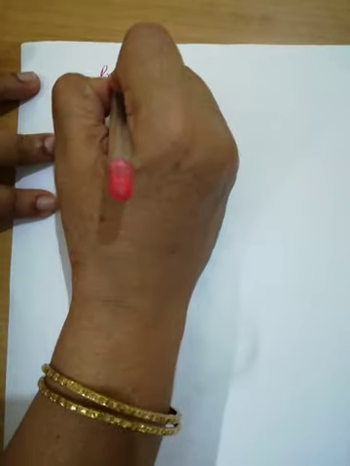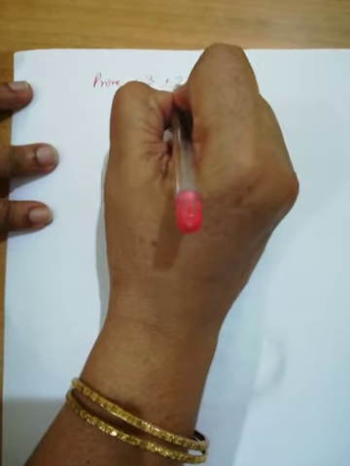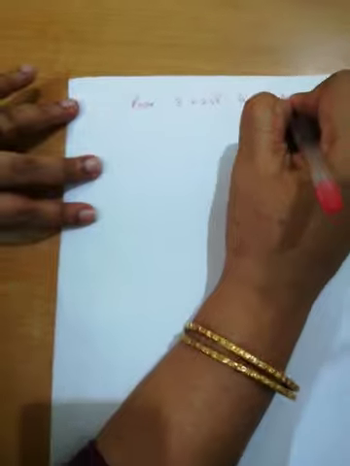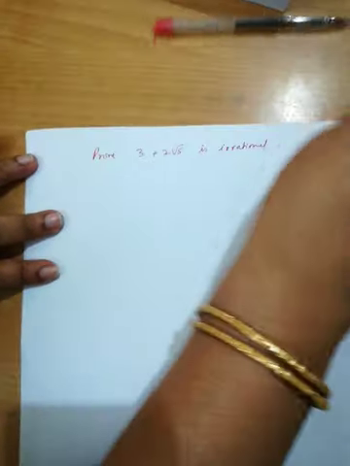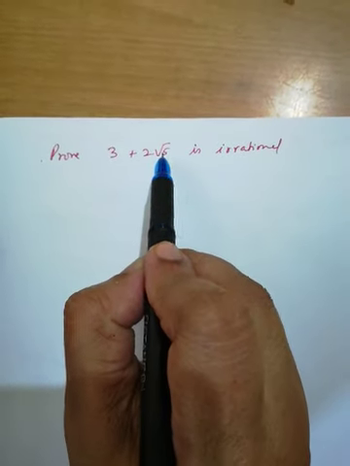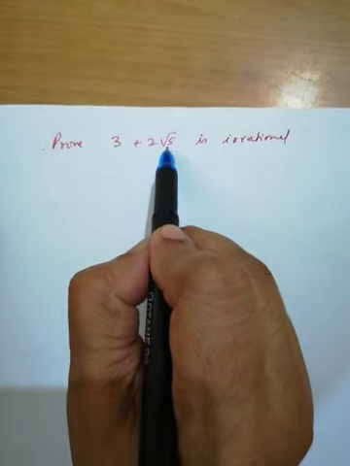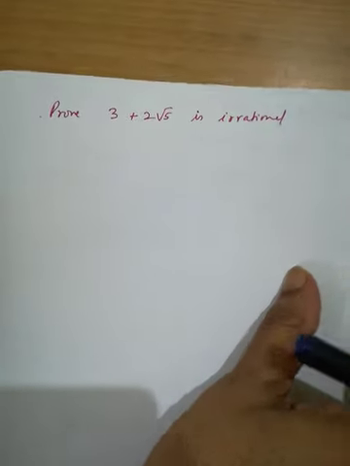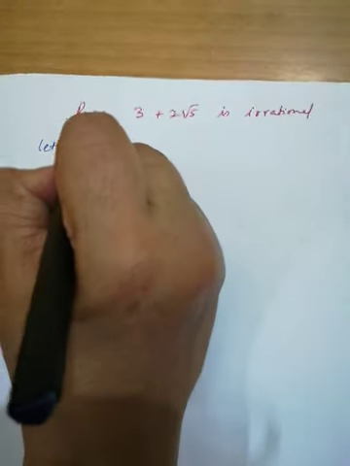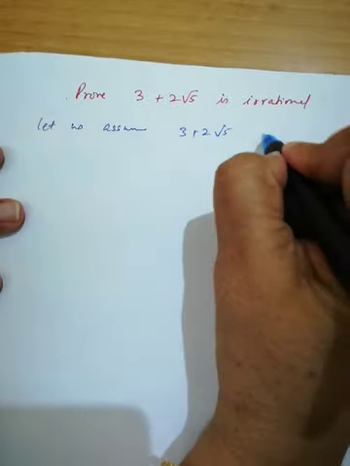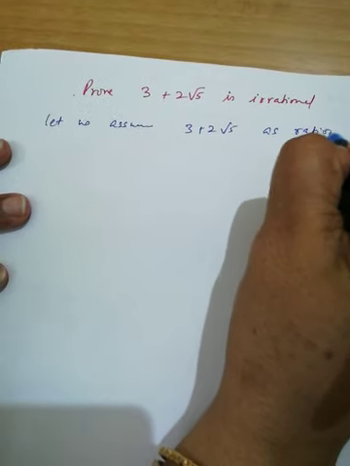Prove 3 plus 2 root 5 is irrational. Okay, here we are not going to square it. Here we know that root 5 is irrational, but we have to prove that 3 plus 2 root 5 is irrational, and this is a different way of doing it. Again, let us assume 3 plus 2 root 5 as rational.